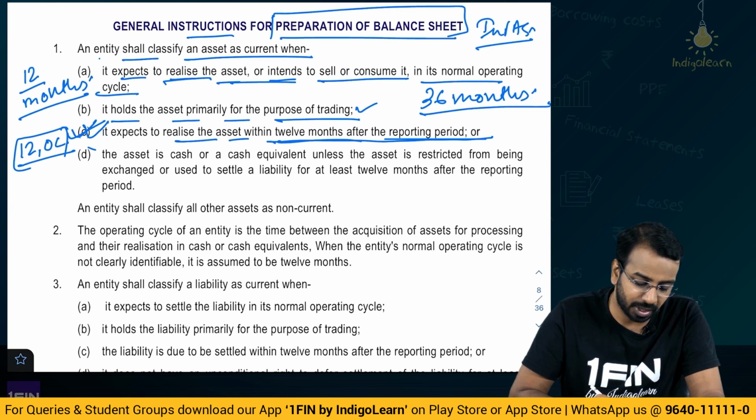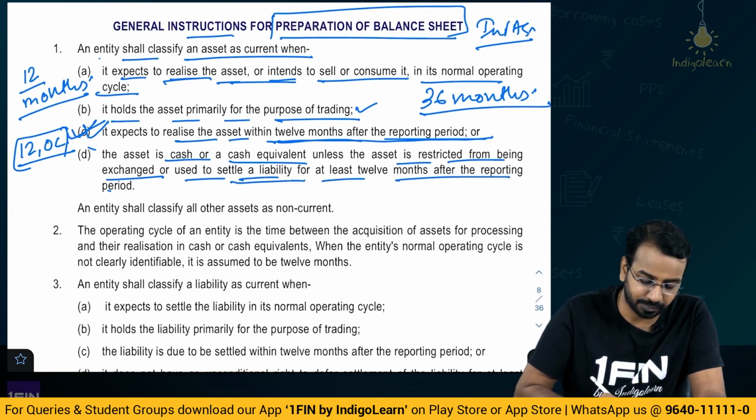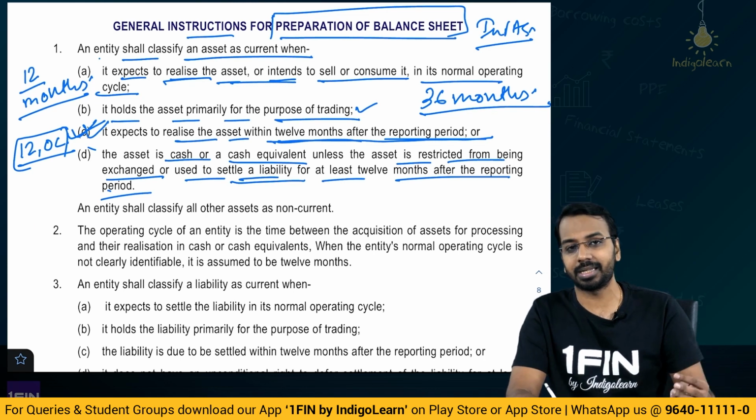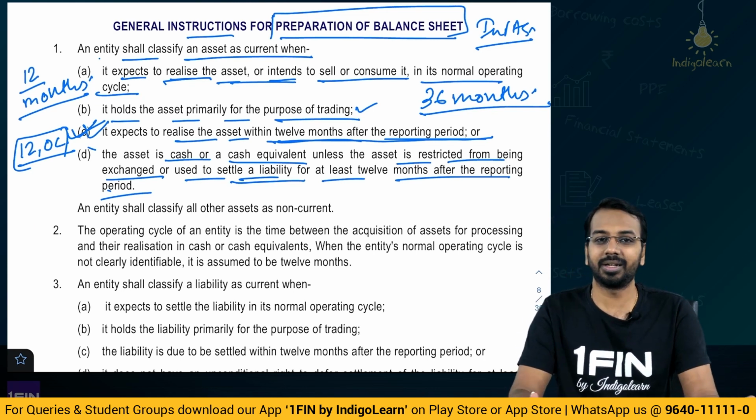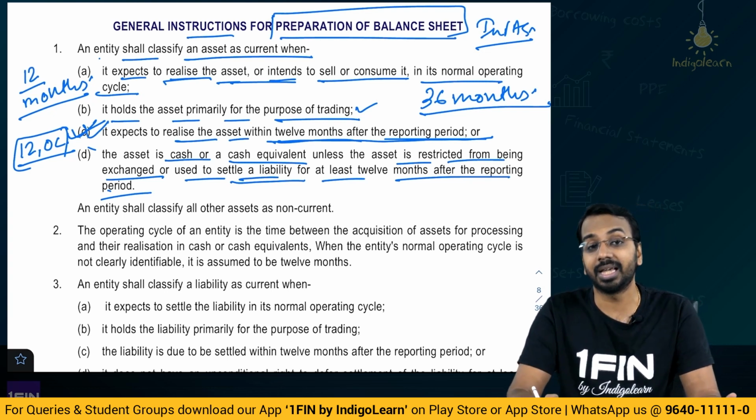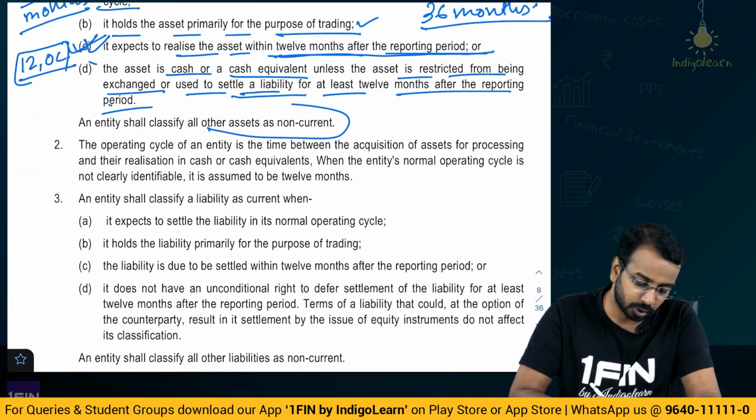And if the asset is cash or cash equivalent, unless the asset is restricted from being exchanged or used to settle a liability for at least 12 months after the reporting period. So if it is cash and cash equivalent, then also it is a current asset unless it is restricted. Say for example, I have deposited some amount in a bank and I cannot withdraw it for 5 years, then that is restricted cash and it is not a current asset. All other assets are non-current.